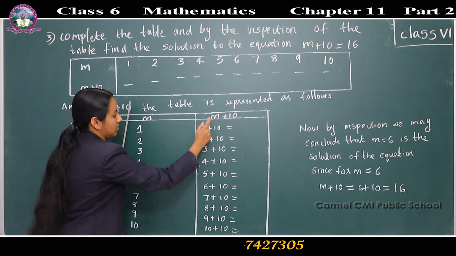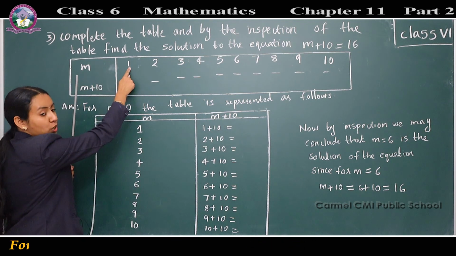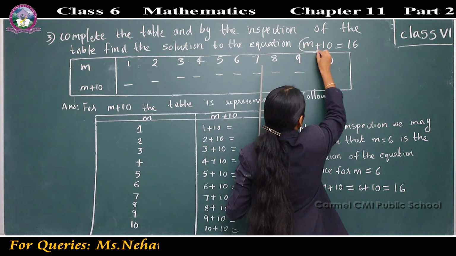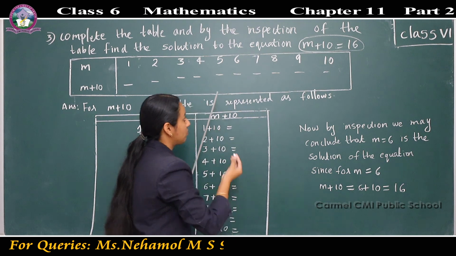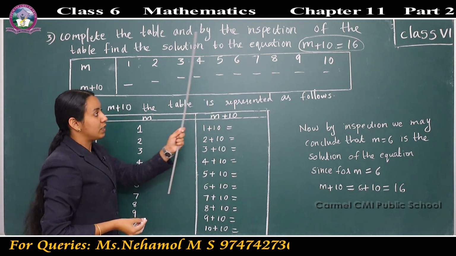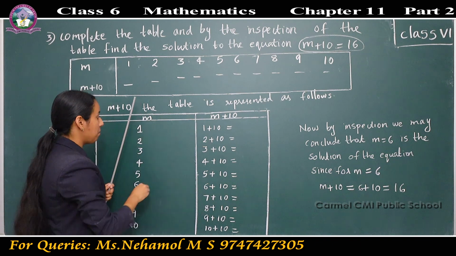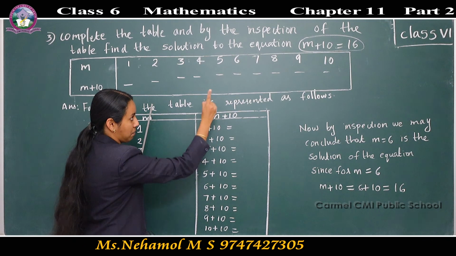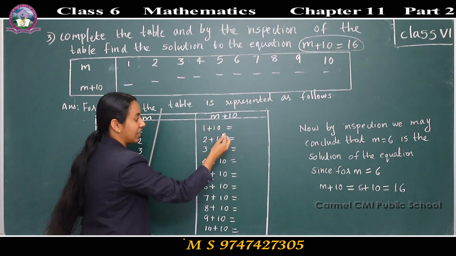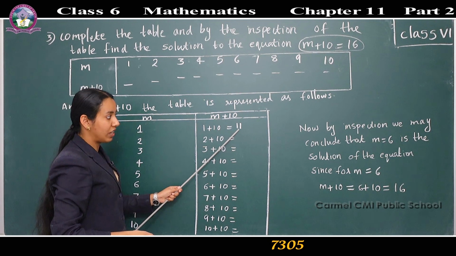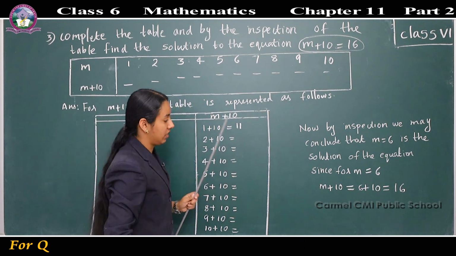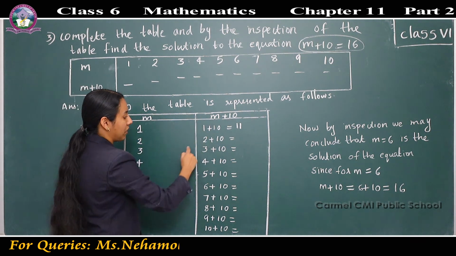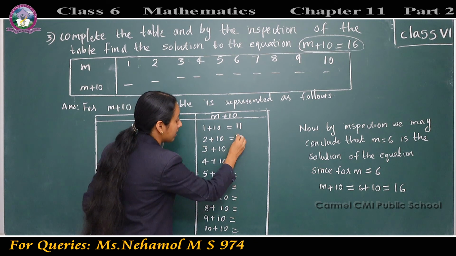m plus 10. First value, m is equal to 1. What is the equation? m plus 10 is equal to 16. First we have to substitute m is equal to 1 in the equation. If m is equal to 1, the equation becomes 1 plus 10. 1 plus 10 is 11. So it is not a solution. We need 16. Then next, if m is equal to 2, m plus 10 becomes 2 plus 10, that is 12.